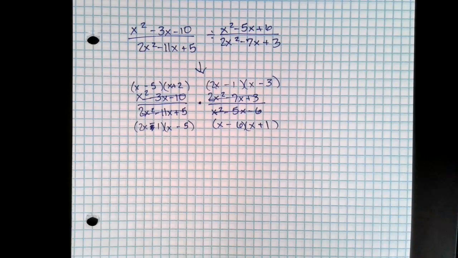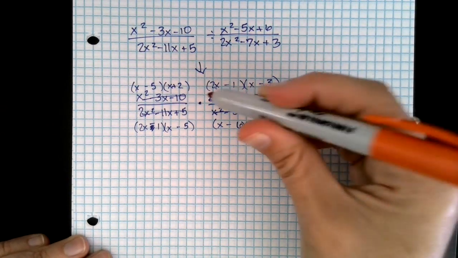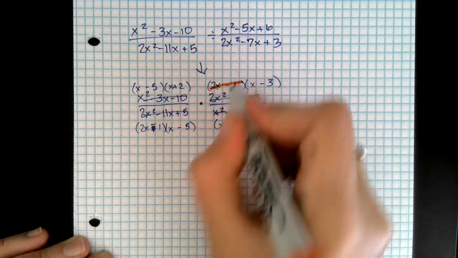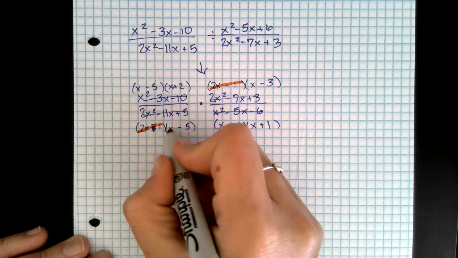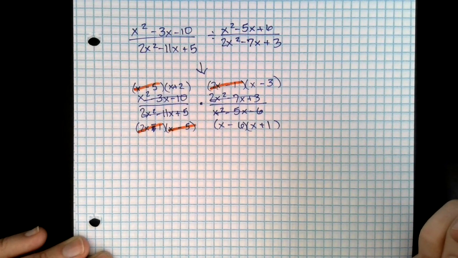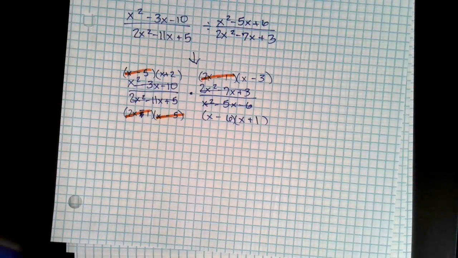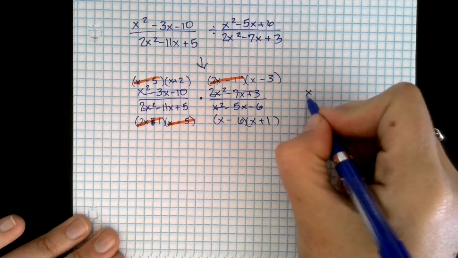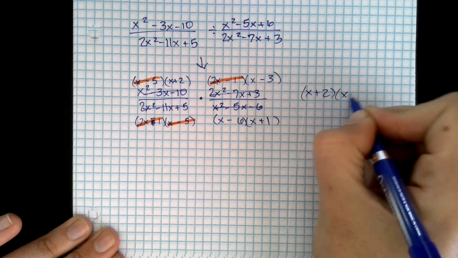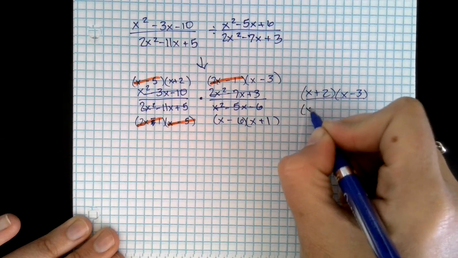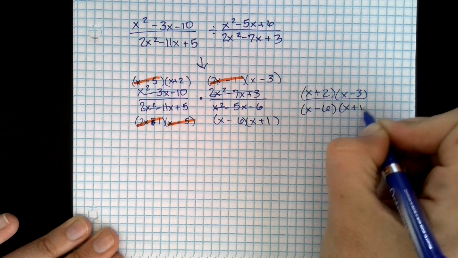Okay, so here's my factored form. I flipped the second fraction. I factored everything. So 2x minus 1, 2x minus 1, x minus 5, x minus 5, and that is all I have left. So x plus 2 times x minus 3, x minus 6, x plus 1.